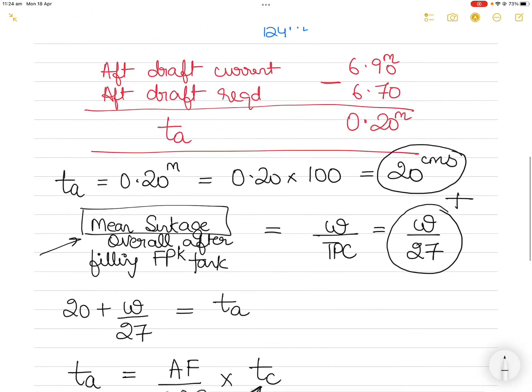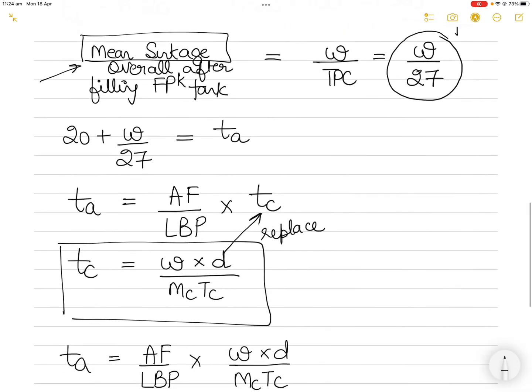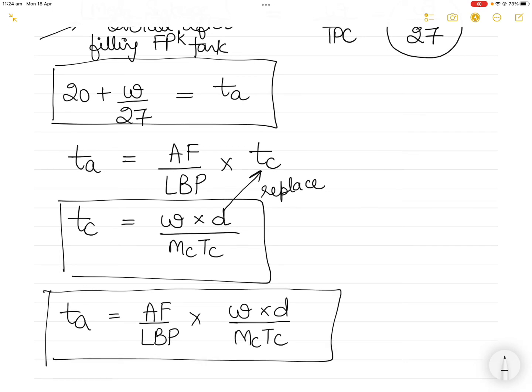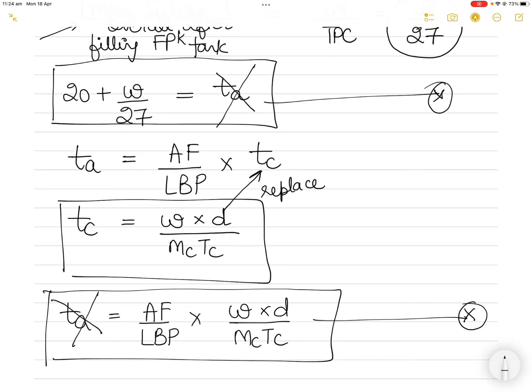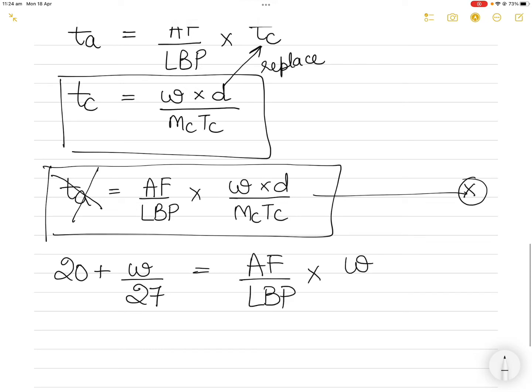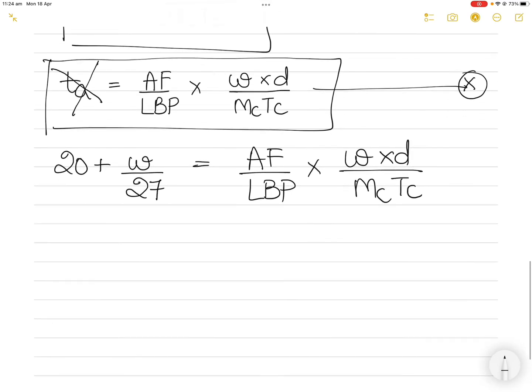Alright, and then we also know that the change in the aft draft required is this here, and this is also equal to this here. So taking this equation and this equation, I will equate the two equations. I'll get rid of TA in both equations and equate them with each other. So I will write 20 plus W by 27, which is equal to TA, which is equal to AF by LBP multiplied by W times D by MCTC. I will equate these two equations together, right?